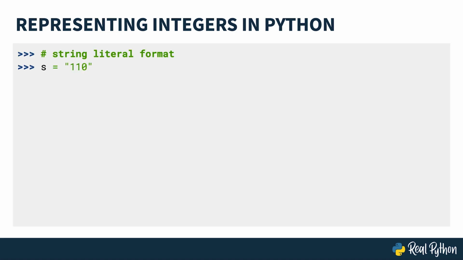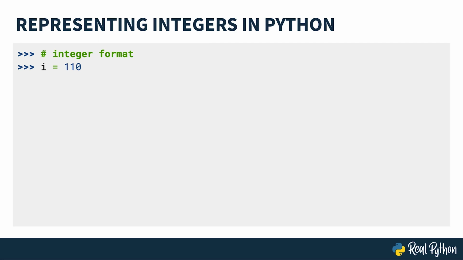Firstly, you can represent an integer using a string literal using the notation shown below. You can see it's been assigned with 110 in quotes. This could be single or double quotes. Here, Python understands you want to store the integer 110 as a string. You can do the same with the integer data type, as seen here. Notice there are no quotes around the number.